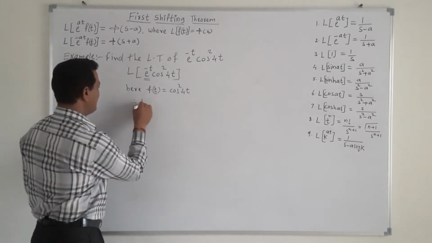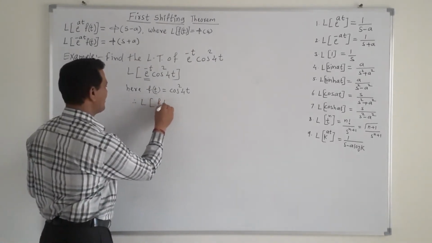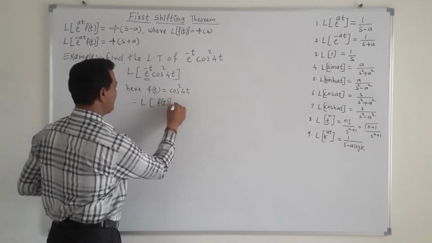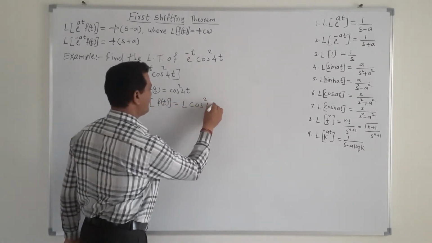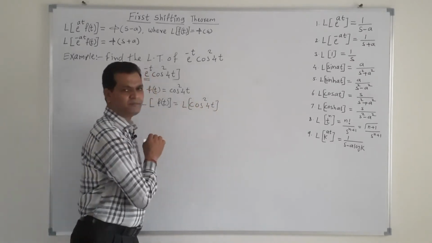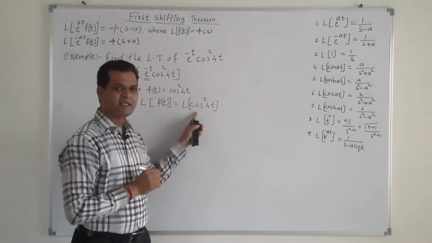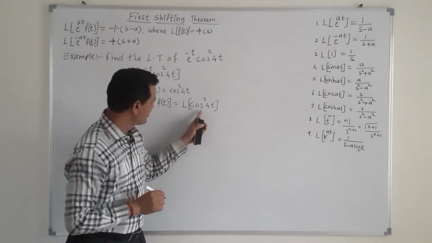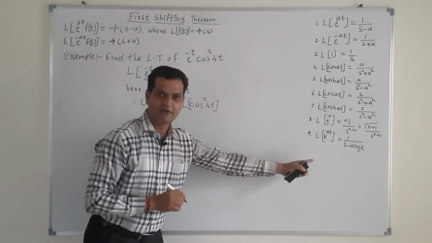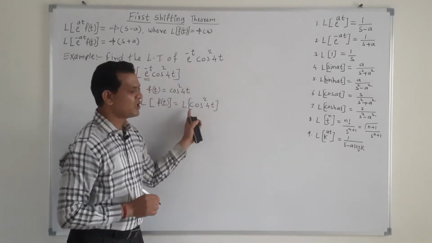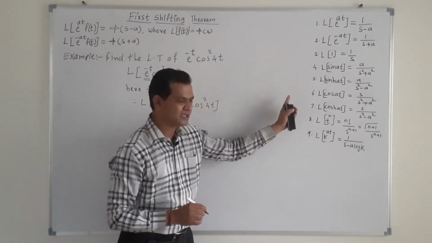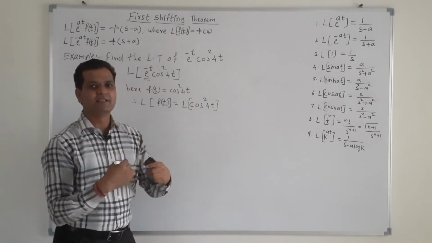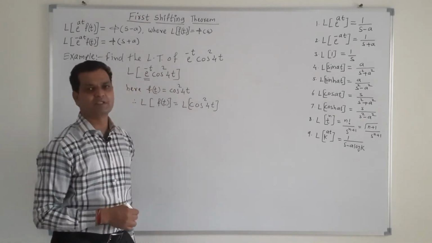Therefore, if we take the Laplace transformation of f of t, we get the Laplace transformation of cos square of 4t. But observe that this Laplace transformation is not in our standard formulas. So first convert this cos square of 4t in terms of the standard results, and then we can easily find the Laplace transformation of this function.